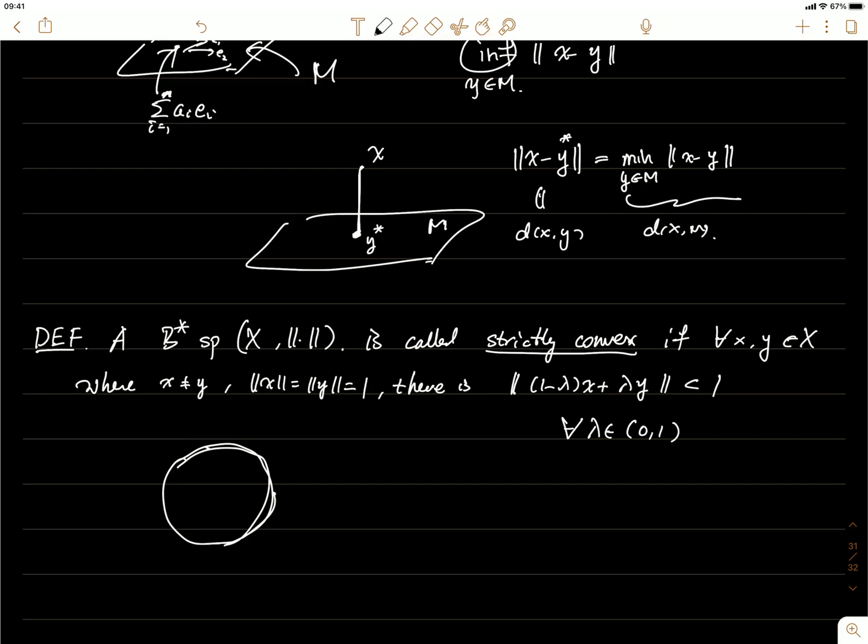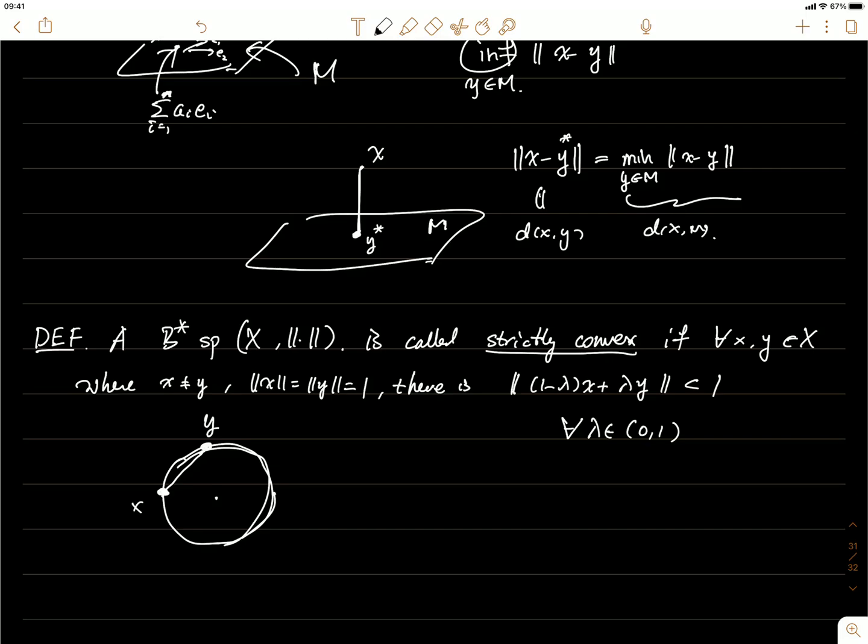Okay, so you can imagine that generally we would expect to have a strictly convex set because, for example, we have a ball like this, and we have two different points, x and y, and then apparently connecting them, any points in between will fall inside this ball. But this is only a very simple example. We actually cannot expect this to hold for any B star space.